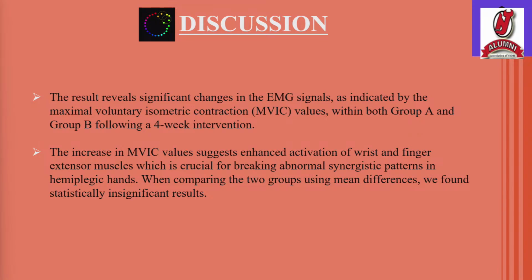Discussion. The result significantly changes the EMG signals, which is denoted by the MVIC values within group A and group B after intervention. The MVIC value suggests activation of the wrist and finger muscles, which is crucial to break the abnormal synergy in the hand.